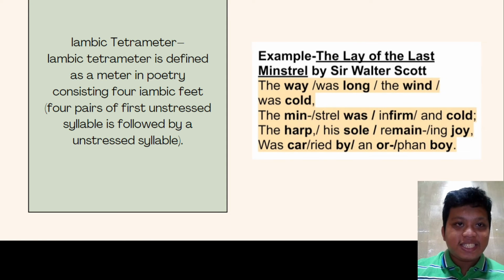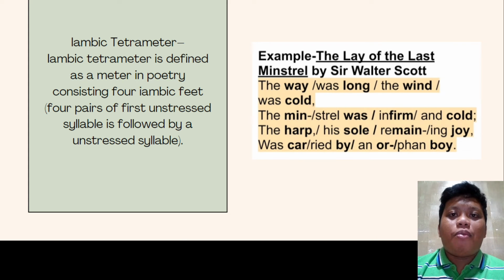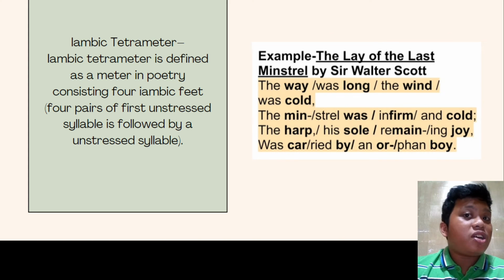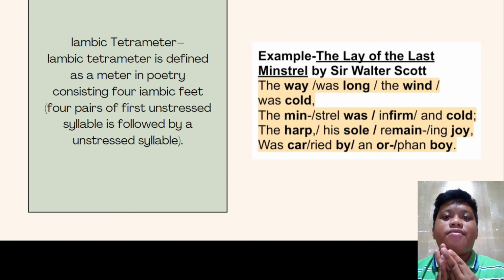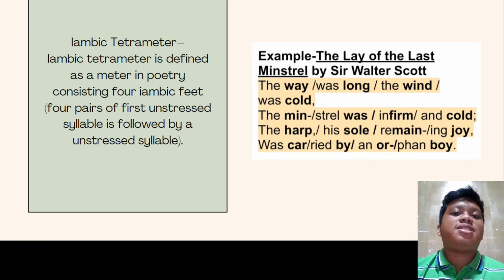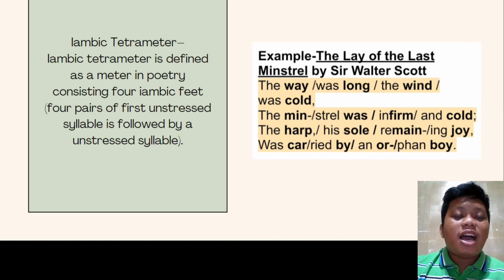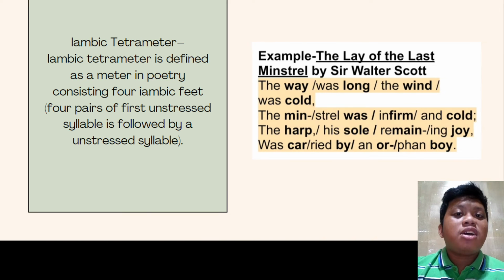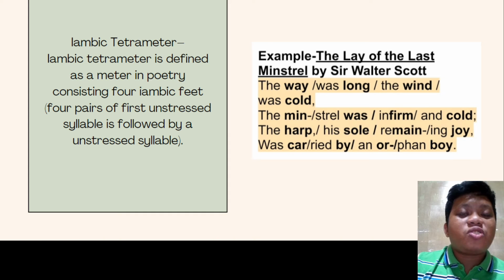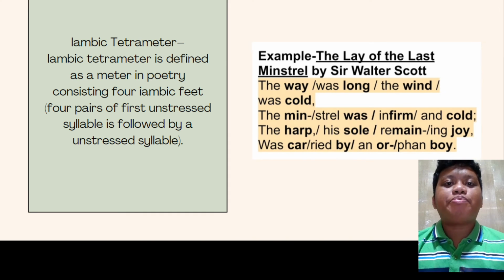To familiarize this pattern, we have here an example, The Lay of the Last Minstrel by Sir Walter Scott. As you can see, those lines have four unstressed and stressed syllables. The unstressed syllables are unhighlighted, and the bold or highlighted words are the stressed syllables. So this is how we read the poem.